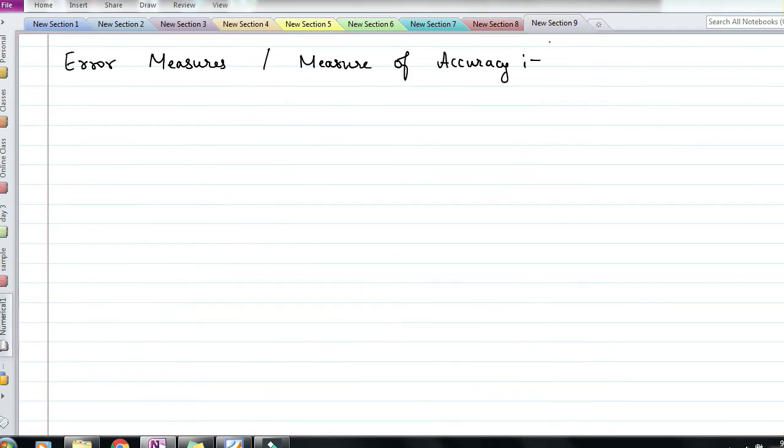Now we'll see what error measures are, also called measures of accuracy. Any measure that tells you the measure of error also tells you how accurate the answer is. Suppose we say there is a 3% error, it means there is 97% accuracy. So we have three measures of errors. The first one is absolute error.